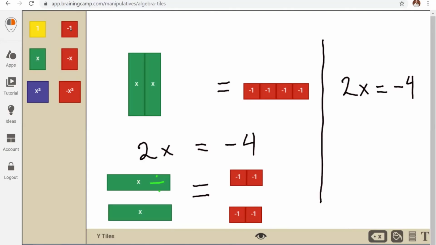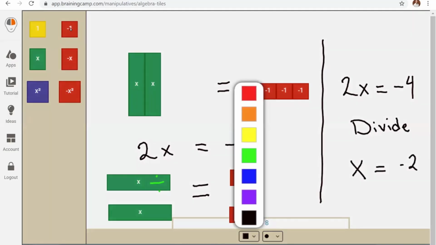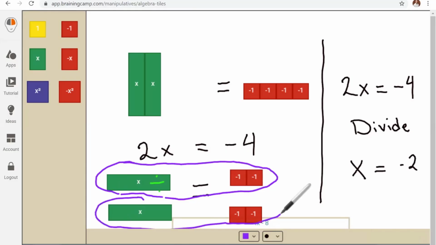So we say that this is the solution to our equation. So we came from right here and we said 2 is messing with our x, and we divided. And now we say that x is equal to -2, because each one of these groups right here, 1x is equal to -2, and 1x is equal to -2, just like that.